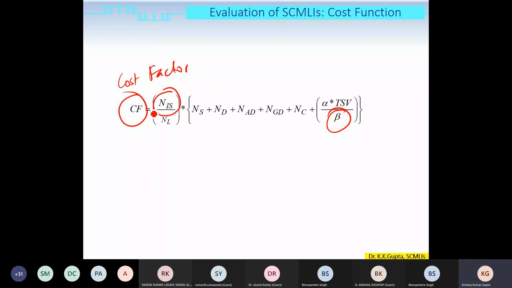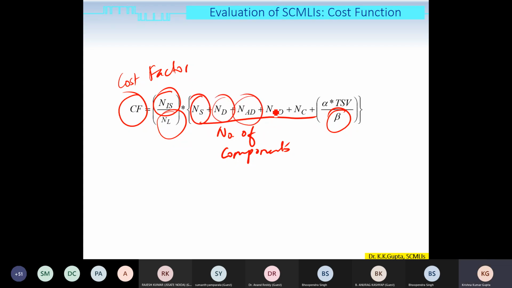You have to see the number of sources required. All the topologies that I showed require only one source. There are different topologies which require multiple sources also. You have to see the number of levels that it is able to generate, and then it is all about the number of components. So the number of switches, number of diodes, number of auxiliary diodes, number of gate drivers. Alpha is just a weighing factor.